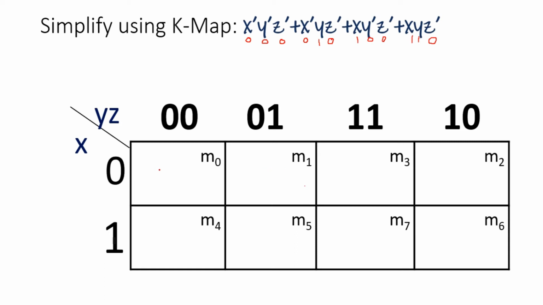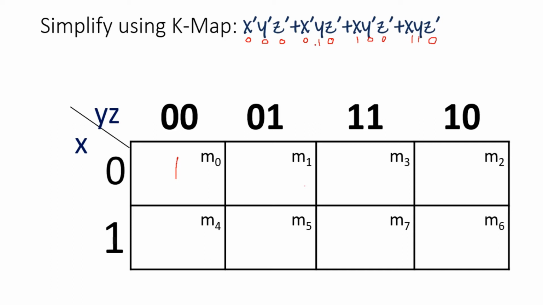Titingnan natin yung values ng y at z. Y at z ay 0, 0. So, saan bandang 0, 0? Andito. So, nag-0 si x, 0, 0 si yz. So, the value, or your location, ay nandito. Lagay tayo ng 1. So, that's how we represent min term, 1.